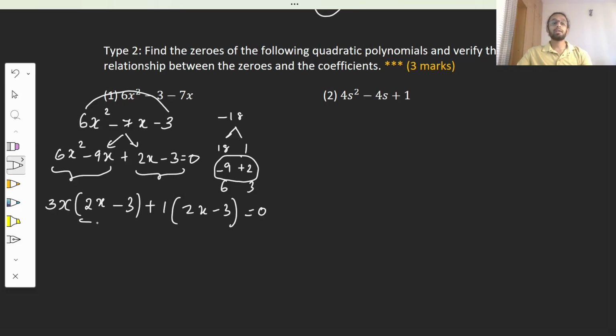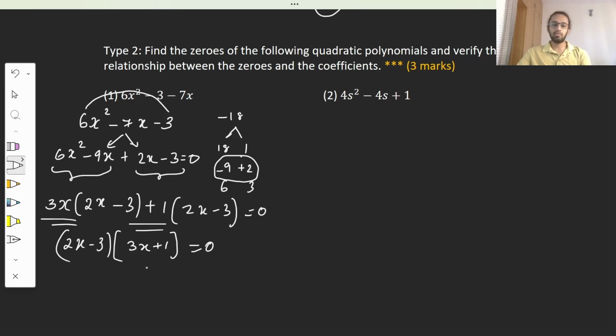Please note that whatever is here has to be here as well. It cannot change. Now, because these two are the same, we will write them once. We will take these two as common out, and whatever is left over here, they should be written separately. That is 3x plus 1 equals 0. Until here, we have already learned the same procedure in grade 9.